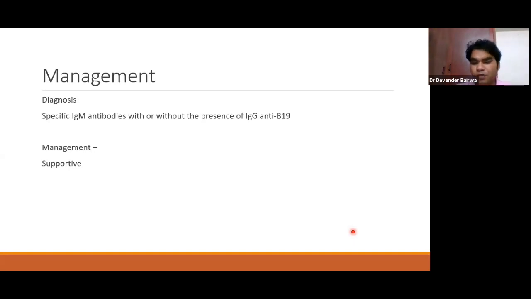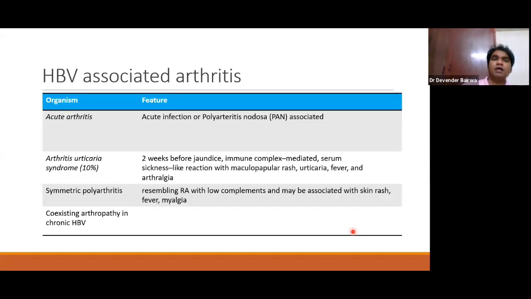Treatment is supportive. There is no definite therapy for this because in most cases the infection will clear up by itself. Coming to hepatitis B associated arthritis. Hepatitis B virus associated rheumatologic manifestations have a huge list, but I am discussing only hepatitis B associated arthritis here. There are 4 different forms of arthritis that can be seen associated with hepatitis B.